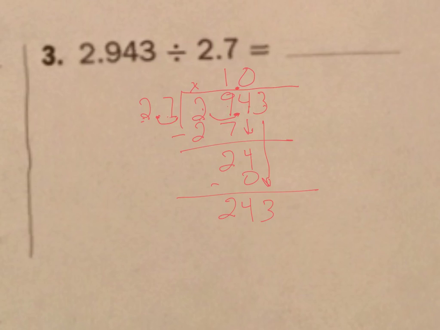Almost 10. So I'm going to try 9. 7 times 9 is 63. 2 times 9 is 18. Plus 6 is 24. Oh, exactly. 2, 4, 3. Subtract that. I get 0. There's no other number. My answer is 1.09. Okay.